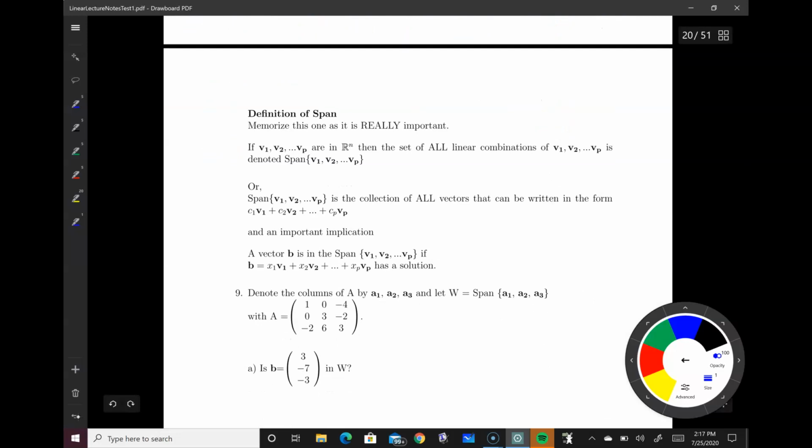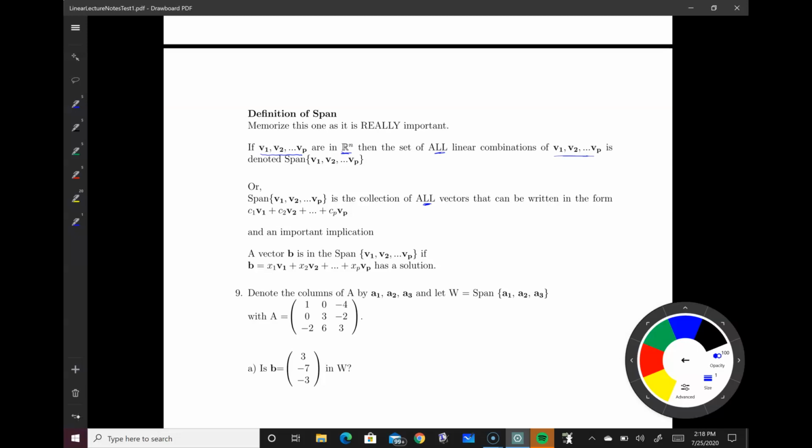All right, so this definition of span is really important. So I need to make sure you understand what the word span means. So if I have these vectors, v1 through vp, and they're all in Rn, so there's p of them in Rn, then all linear combinations of these is called the span of those vectors. So we put these little parentheses in. So span of those vectors is a collection of every single vector that can be written with the c's in front of each of the vectors. So these mean the same thing, and so does this.